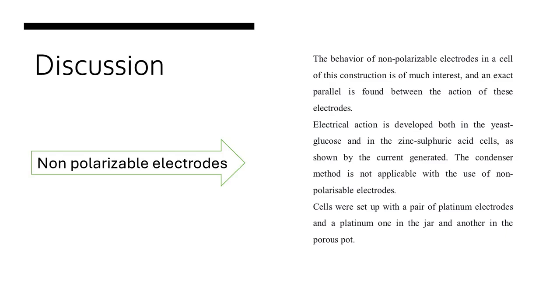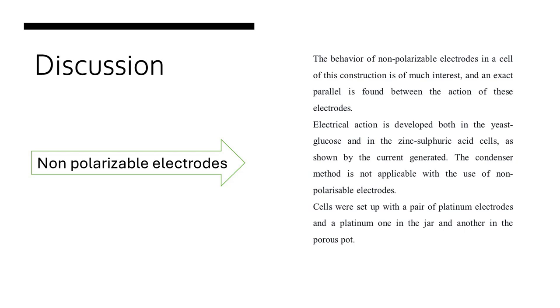Discussion. In case of the non-polarizable electrodes, the behavior of non-polarizable electrodes in a cell of this construction is of much interest, and an exact parallel is found between the action of these electrodes when used in conjunction with either a yeast glucose or a zinc sulfuric acid cell. Electrical action is developed both in the yeast glucose and in the zinc sulfuric acid cells, as shown by the current generated. The condenser method is not applicable with the use of non-polarizable electrodes.